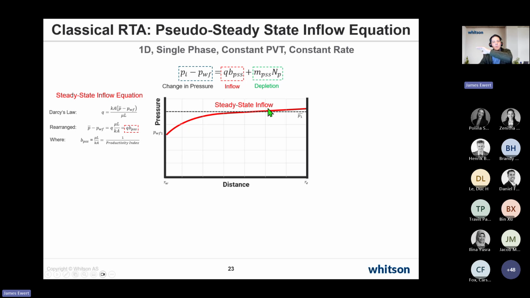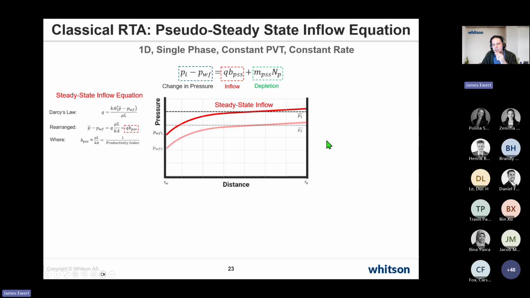And so what Darcy's law is doing is it's describing the shape of this curve. Okay, now I want to draw your attention here. When we rearrange Darcy's law, it gives us the pressure within the context of average reservoir pressure versus wellbore flowing pressure. But remember, we're in a nano-Darcy rock. For us to get average reservoir pressure, we're going to have to shut in the well and wait a really long time. So we're not really interested in that.